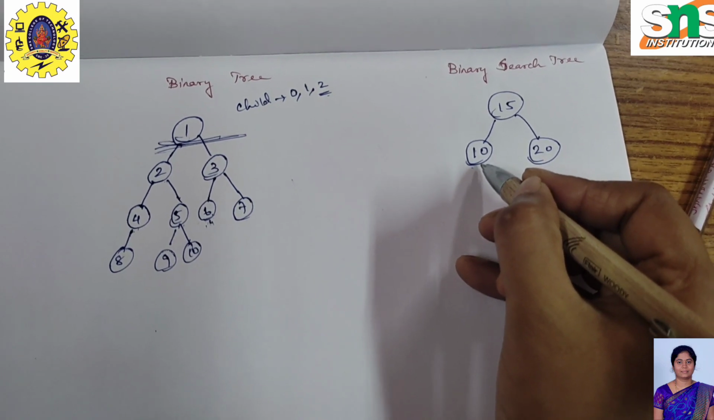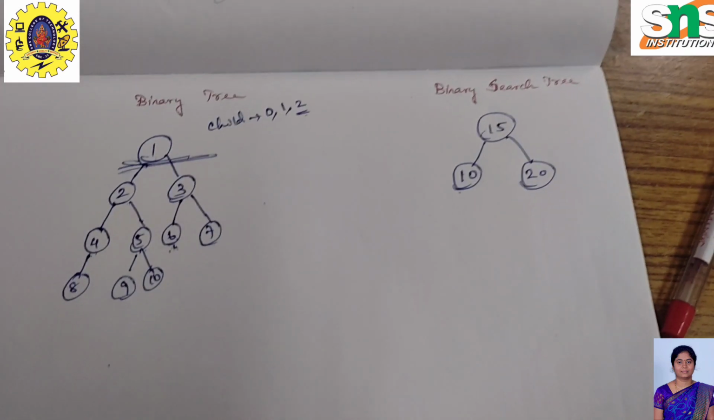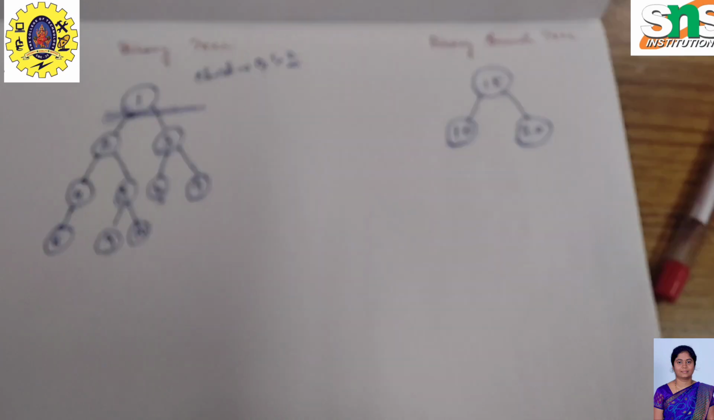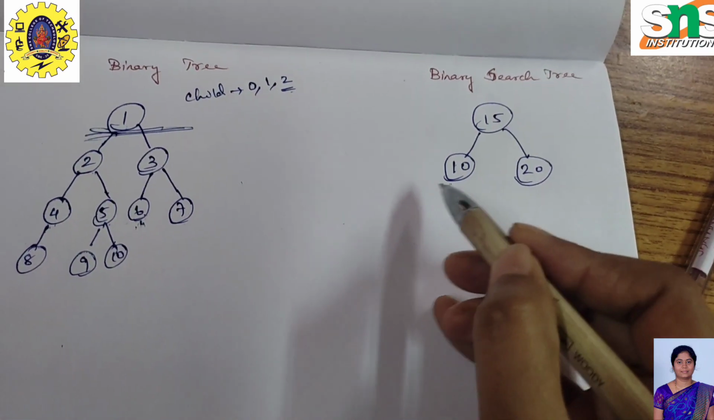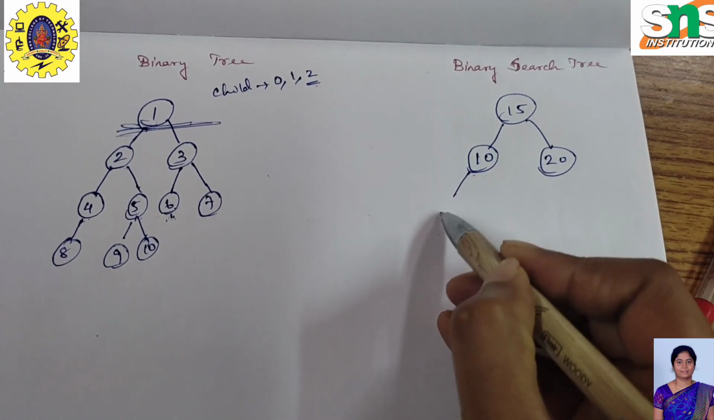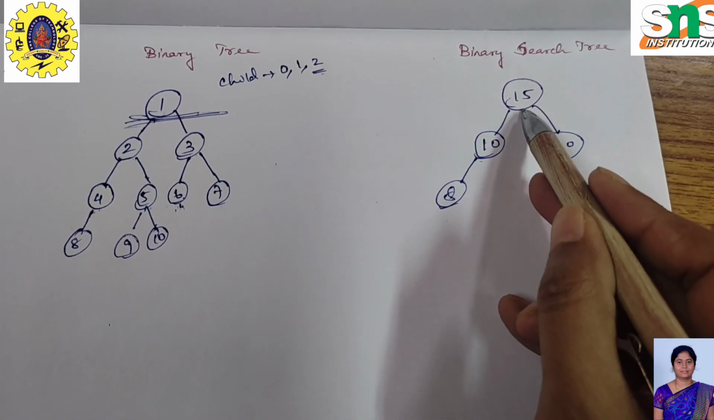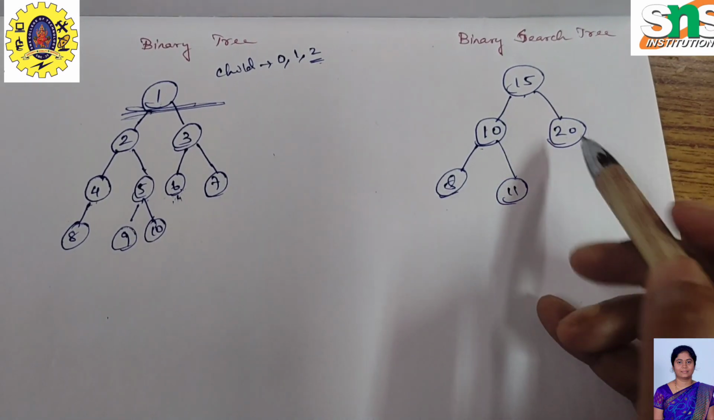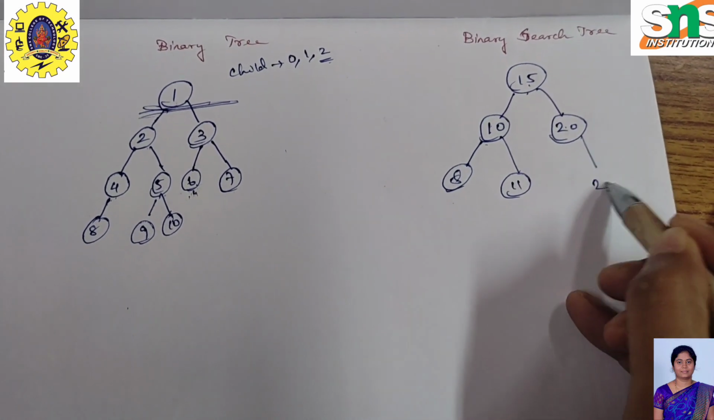for example 8, 8 is compared with 15, and 8 is less than 15. So again it is tested with 10, the next element on the left side. Again 8 is lesser than 10, so 8 is inserted here. For example, if I want to insert 11, I will check here it is lesser, then I will check here it is greater, so I can insert 11. For example 25, I will check here and here, and it is inserted.